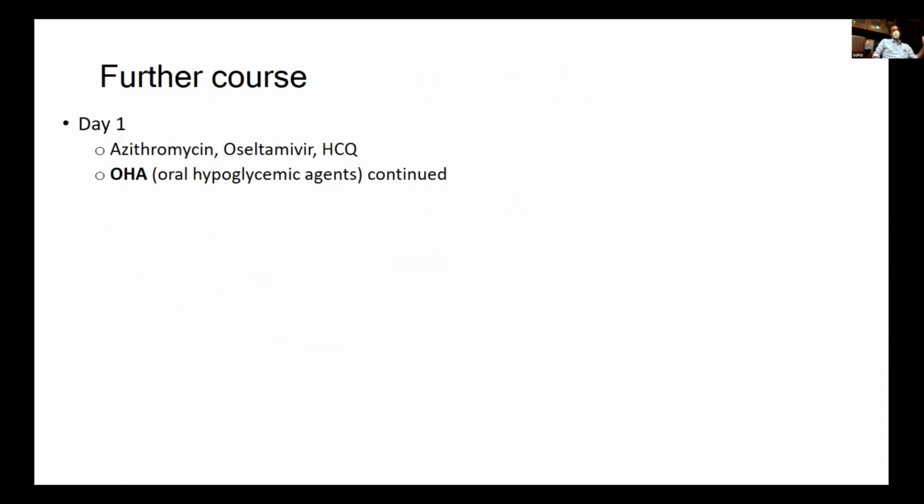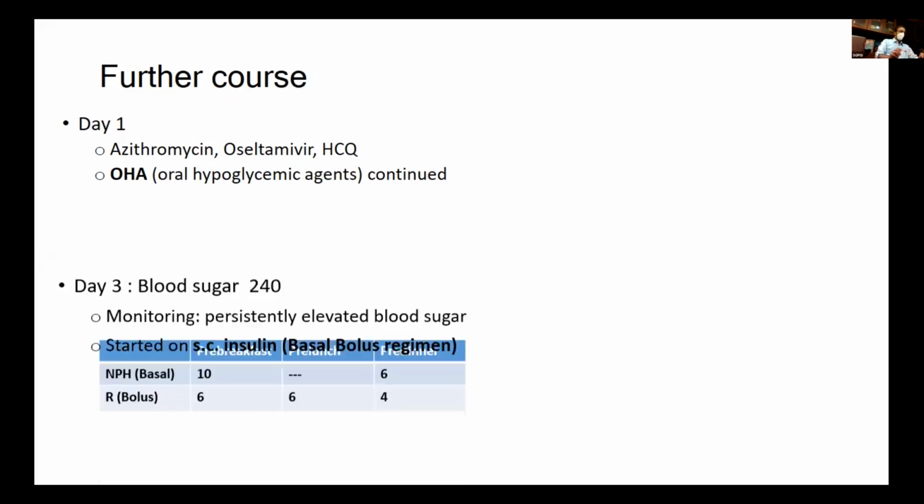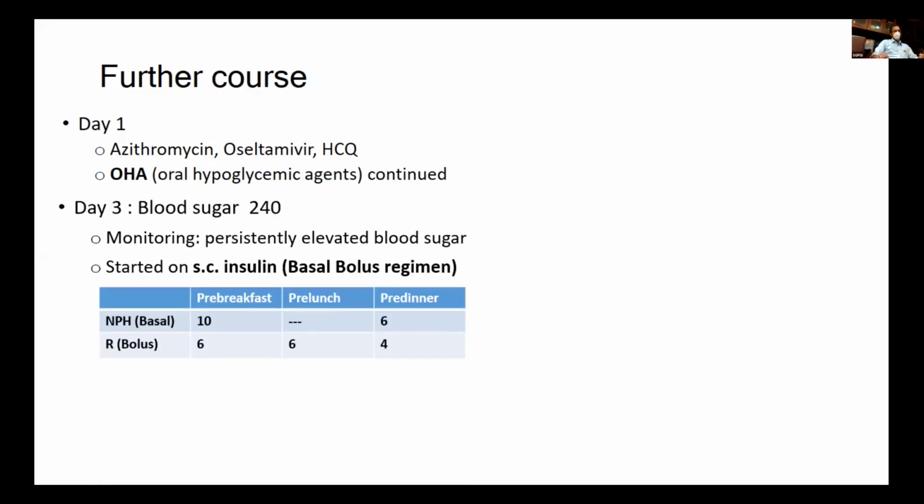this was during the initial days of COVID. So he was given azithromycin, oseltamivir, and hydroxychloroquine as part of his protocol. And blood sugars are okay. He had no liver or renal failure, no vomiting. His appetite was okay. So he continued the oral agent. And we used to monitor the blood sugar in the hospital. So on day 3, his blood sugar rose up to 240.